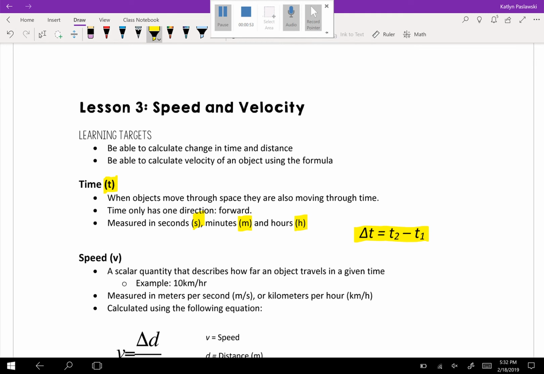When we have speed, the symbol for speed is v. It's a scalar quantity that's going to describe how far an object travels in a given time. So an example is 10 kilometers per hour. It could also be measured in meters per second or kilometers per hour.